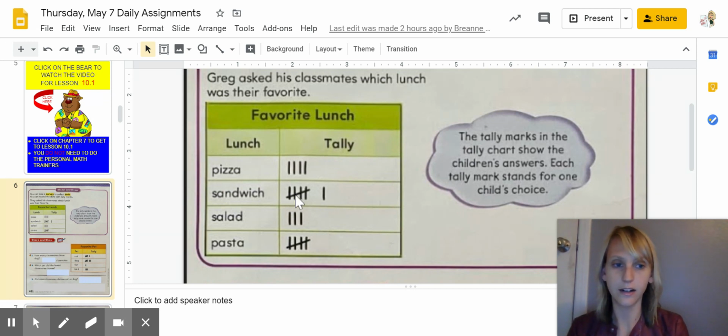Right here, you see a slash mark. You automatically know that when you see a slash mark, that is 5 tally marks. So I can count it really quick if I see it that way. 5, 6. 6 people like sandwiches. 3 people like salads. And another 5 like pastas.